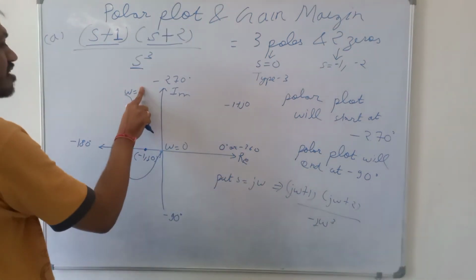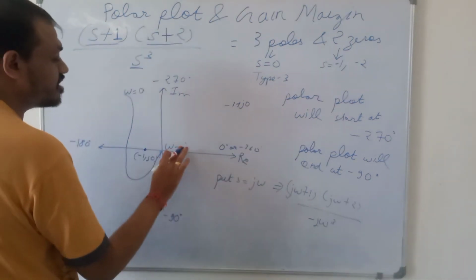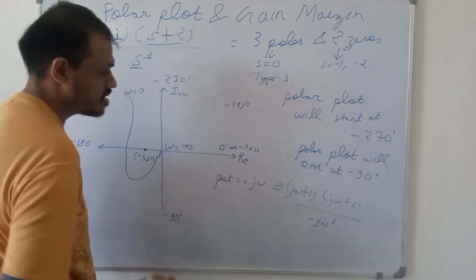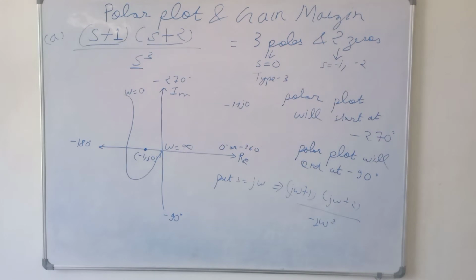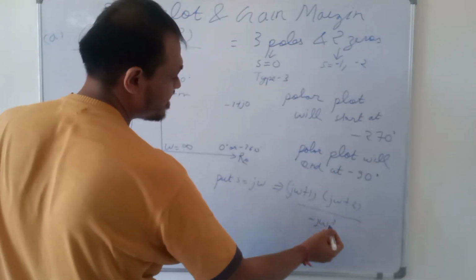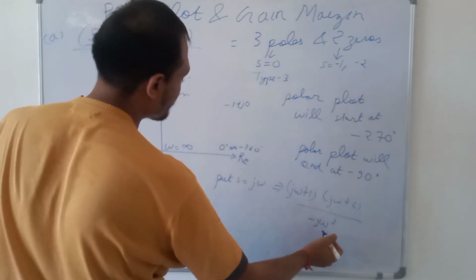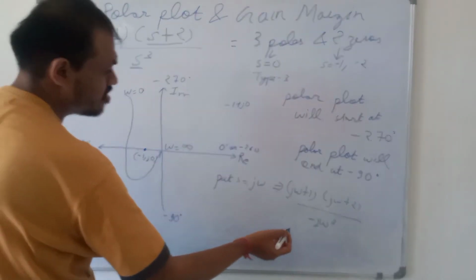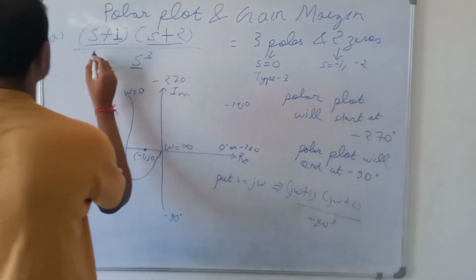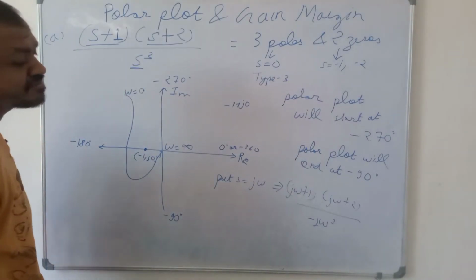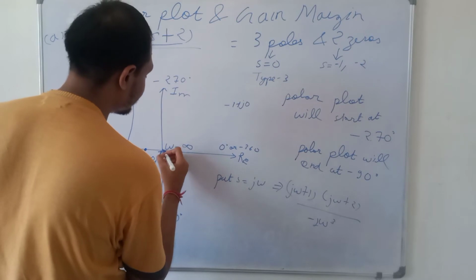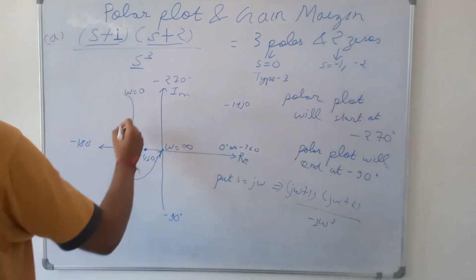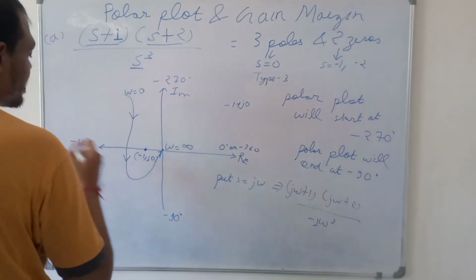So this is omega equal to 0 and at omega equal to infinite. Because at omega equal to infinite, these two omega will cancel one omega, so that at omega equal to infinite, the value of this term will be 0. So at omega equal to infinite, this will be 0. So this is how we draw the polar plot.